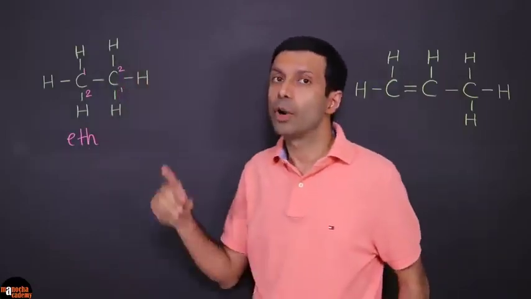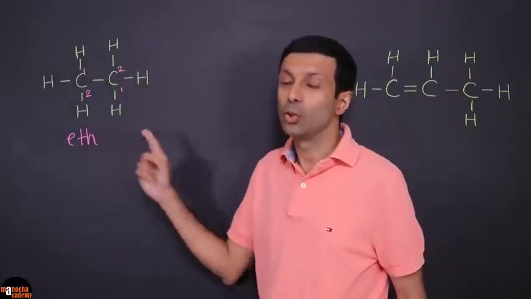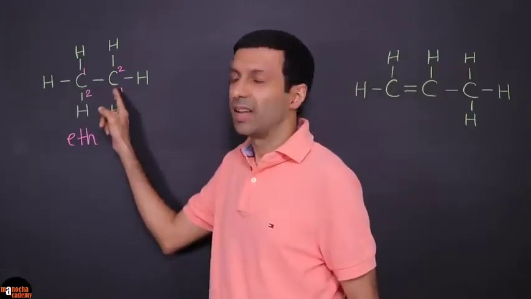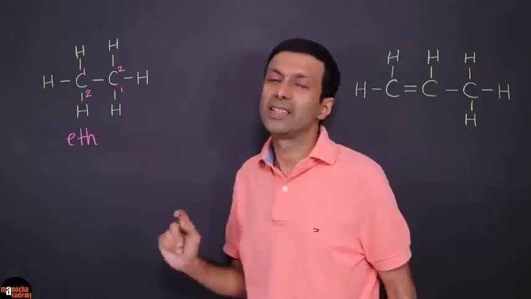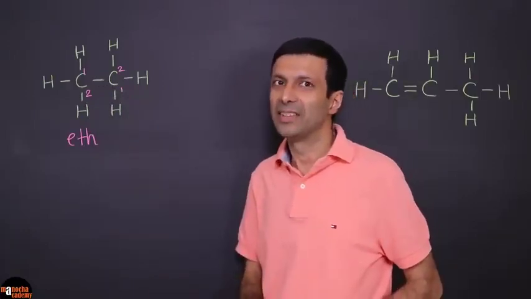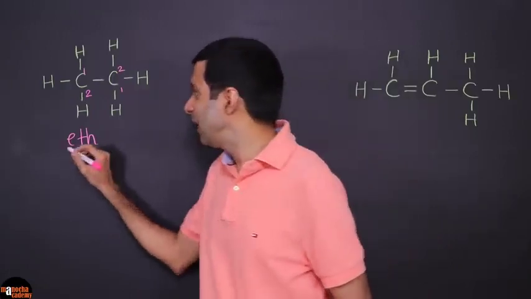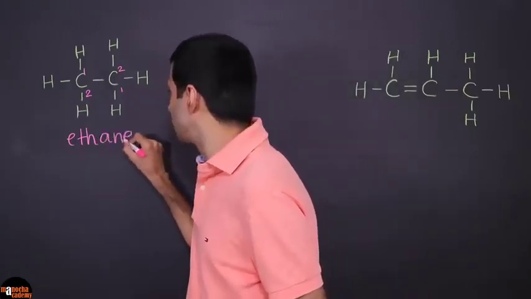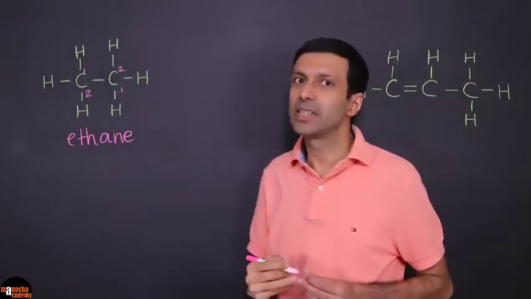And what type of bonds are there in this hydrocarbon? So you need to look at the bonds between the carbon atoms. And as you can see, there's only a single bond here. So this hydrocarbon is an alkane. So the name will be ethane. So that is the IUPAC name of this compound.